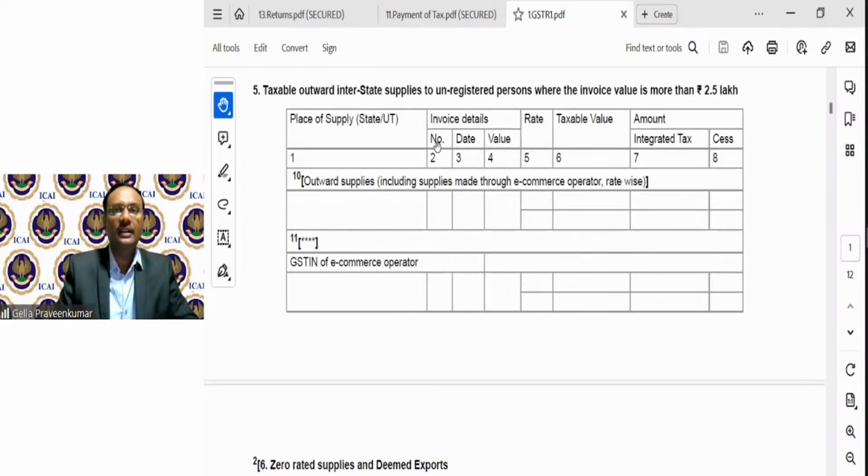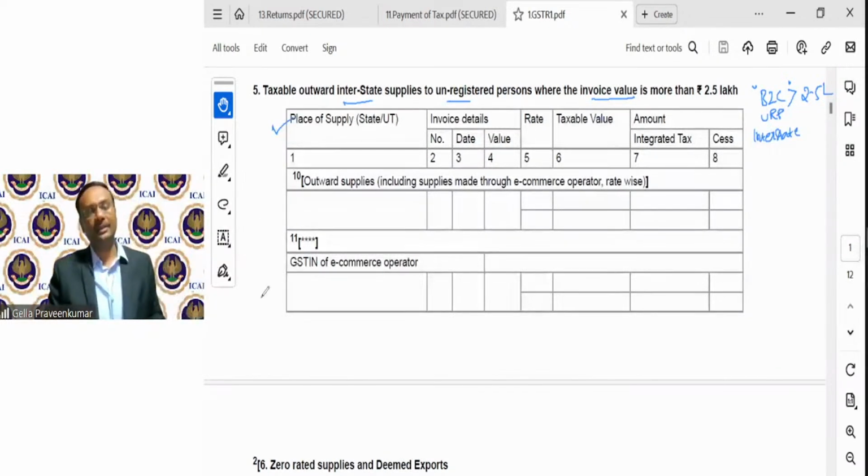Now, there is a specific requirement that any interstate supply made to an unregistered person, whose invoice value is more than 2.5 lakh, what we call B2C, I need to mention invoice-wise and state-wise, that is, place of supply specific.